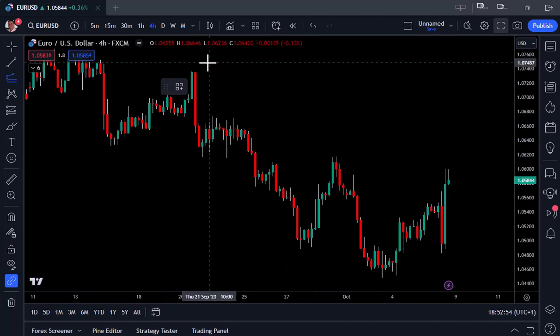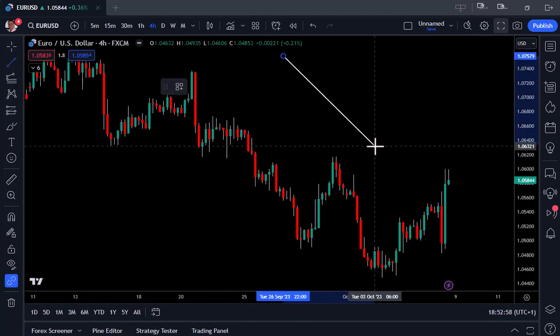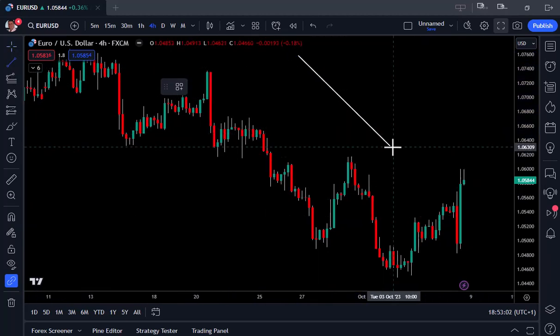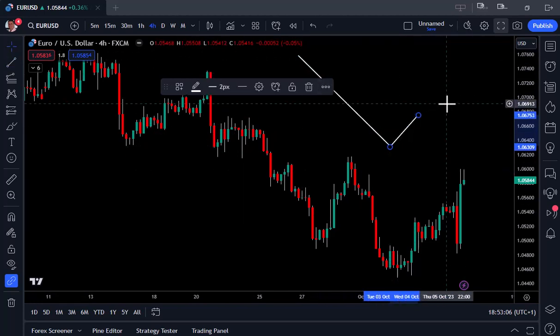Before I do that, let's just look at the principles behind, say, a flag. So you've got a downward movement, you've then got the retracement. That gives us the flag pattern. So there's your flag.